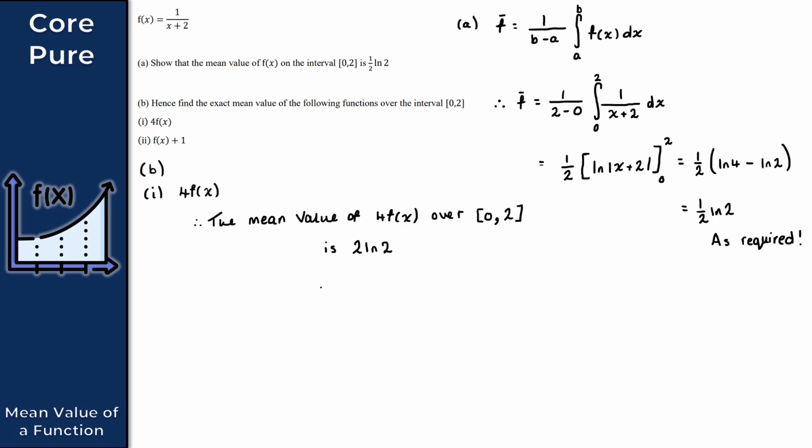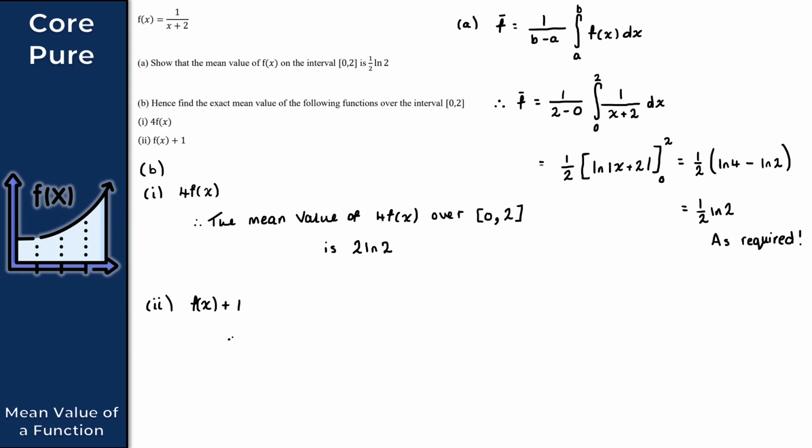Okay? So that gives us the solution to part 1 of B, and then for the second part here, the very last part of this question. So for part 2 then, we've got f of x plus 1 here. So in that case then, all we need to do is take the mean value from part A and just simply add 1.